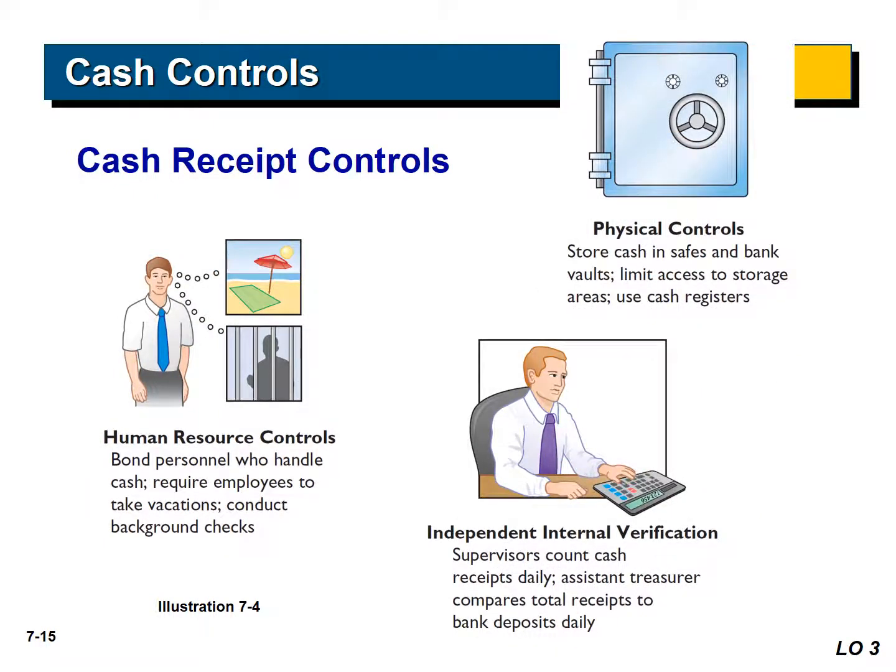You want some human resource controls as well. Again, we talked about getting a bond for personnel, which is an insurance contract. Require that they take vacations and have background checks. We want physical controls so that cash is stored in safes and bank vaults, and limit access to those who can get in those places. And again, independent verification. So whoever has access to the cash and records the cash, a third party would verify the two.